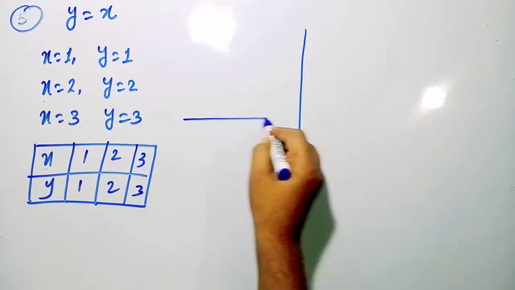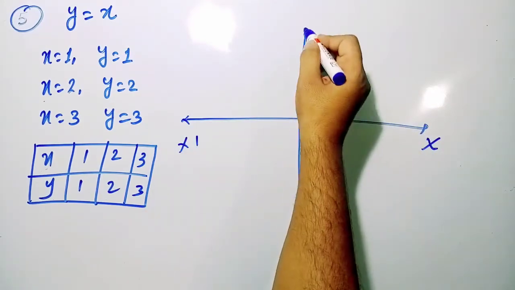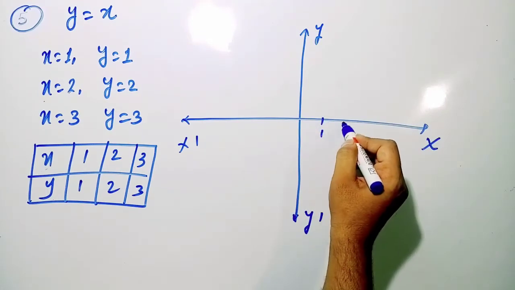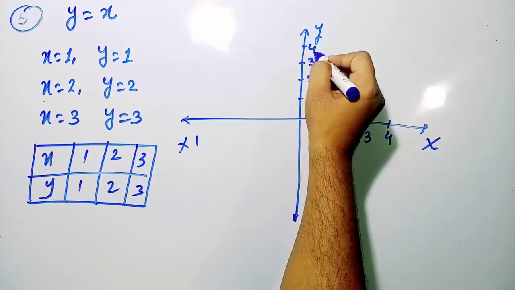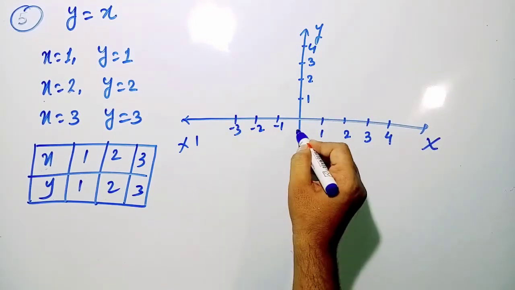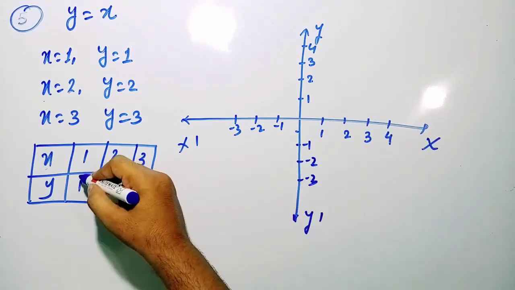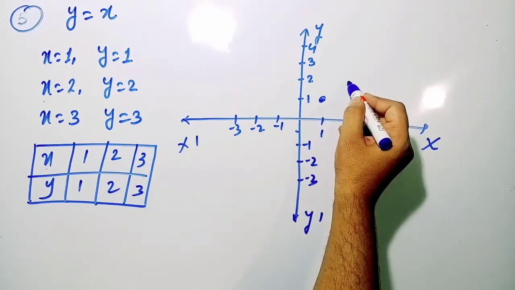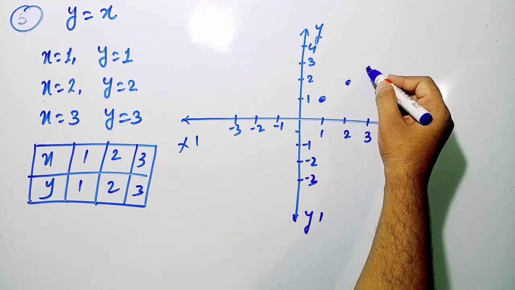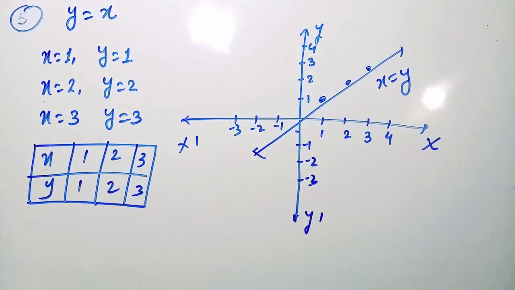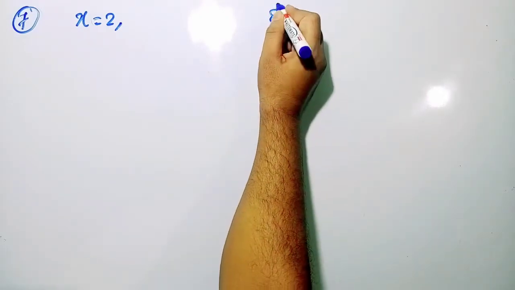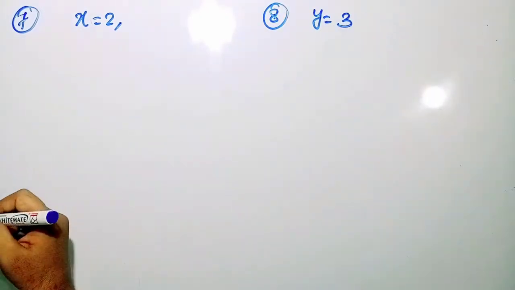Okay, now drawing the graph over here, x-axis, y-axis, right? On the right side there will be positive integers on the x-axis. Similarly, in the upward direction on the y-axis there will be positive integers, and in the downward direction there will be negative integers on the y-axis. First is 1 1, second is 2 2, and third is x is 3, y is 3. Again we are getting these points are collinear, so we can draw the line such that x is equal to y.